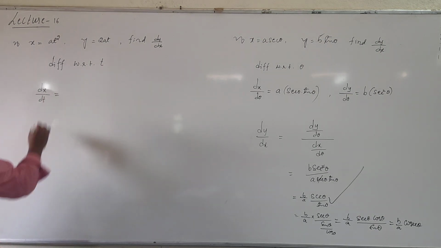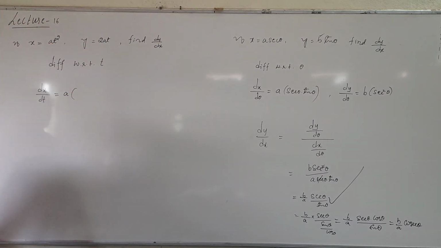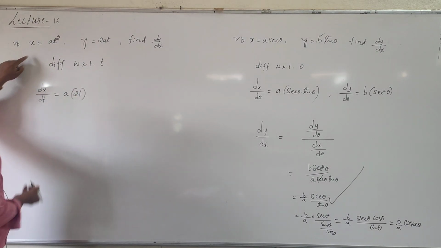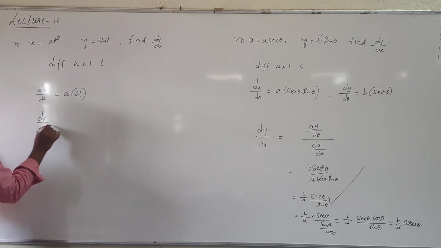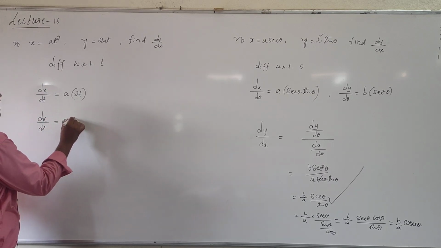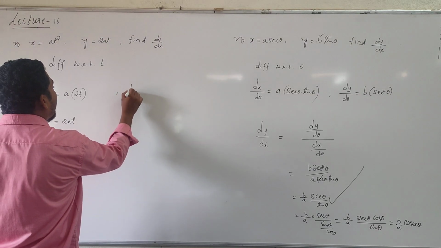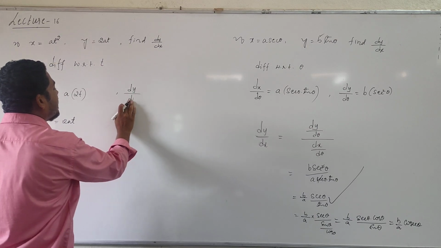That's equal to the right-hand side. A is there, keep it as it is because A is a constant. Constant into function, t square differentiation is 2t. So dx by dt is equal to 2at, right? And similarly, differentiate y with respect to t. Then it will be dy by dt.